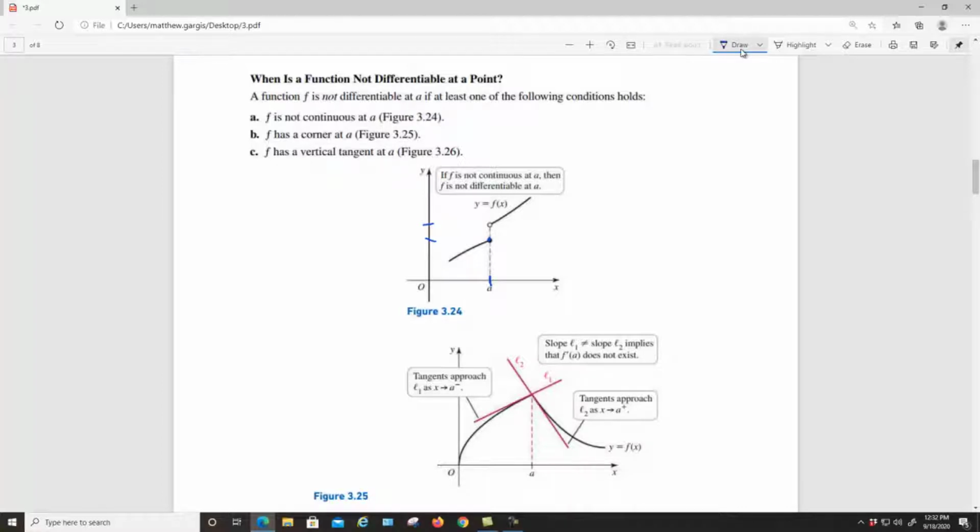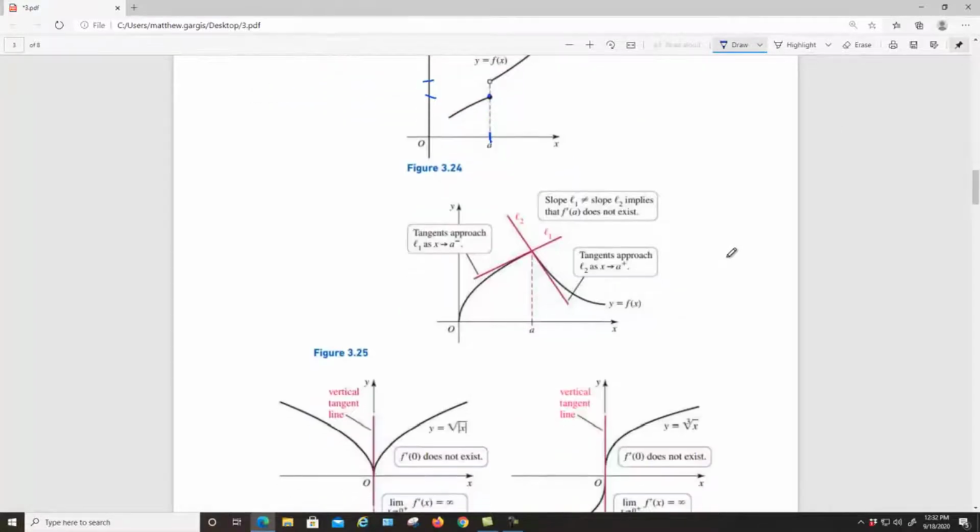F has a corner at A. That would be the second example here. Notice how the function, the curve in black, when it gets here, has a sharp turn down. At that point where it takes a sharp turn, it would not be differentiable, because the slope of the tangent coming from the left is not the same as the slope of the tangent coming from the right. So it is not differentiable at A.